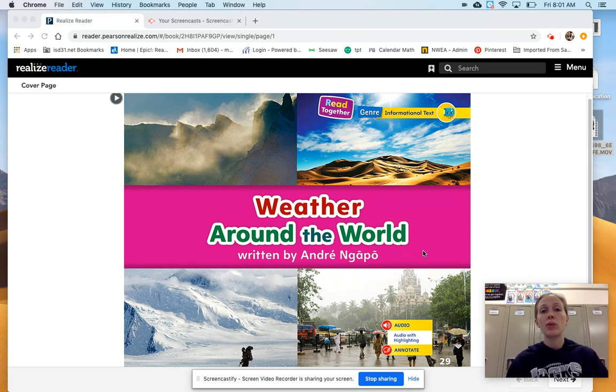The second thing we'll be thinking about today is making inferences. When we infer, we take what we already know and the clues from the text, and we put them together to make a conclusion or our best guess. So let's get started. Go ahead and turn your book to Weather Around the World on page 29. Remember, you'll need something to underline and something to highlight with.